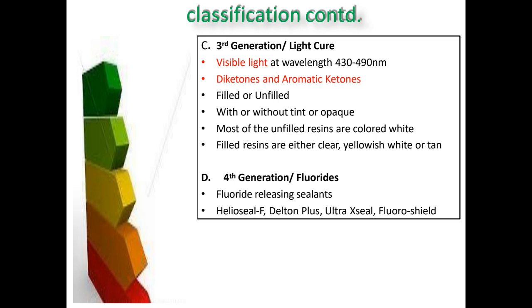Now the fourth generation. The advantage of this fourth generation is they release fluorides. Now, they are fluoride releasing sealants. These are some of the trade names: Helioseal, Delton, Ultra, X-Seal and Fluoroshield. They are some of the names for this fourth generation of sealants. In dentistry, in the present generation, we are using the third generation or fourth generation sealants.